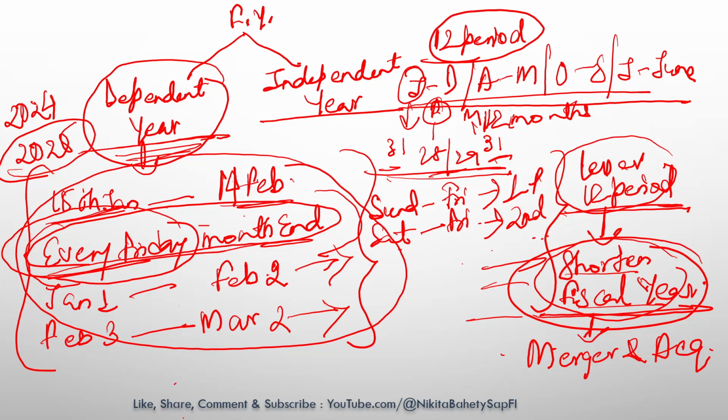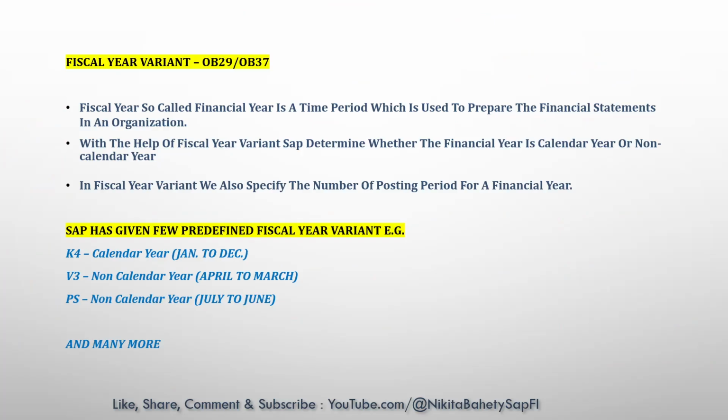So this is the fiscal year. A fiscal year can be dependent as well as independent. Independent is our regular 12 periods. Dependent is where either the month or year ends differently, and it is a regular setting. One kind of dependent year is the shortened fiscal year. So I have explained to you about the fiscal year variant. The only thing remaining is the configuration.